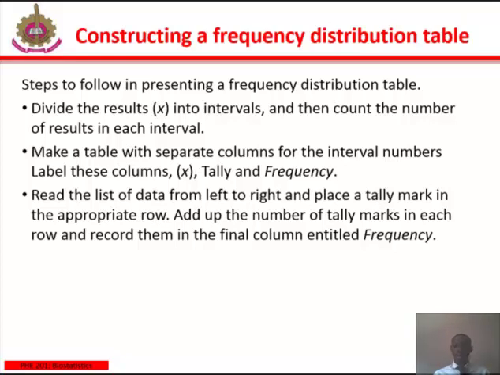What are the steps to follow in constructing a frequency distribution table? The steps to follow are: number one, divide the results into intervals and then count the number of results in each interval. Number two, make a table with separate columns for the interval number. Label these columns tally and frequency. Number three, read the list of data from left to right and place a tally mark in an appropriate row, and add up the number of tally marks in each row and record them in a final column entitled frequency.